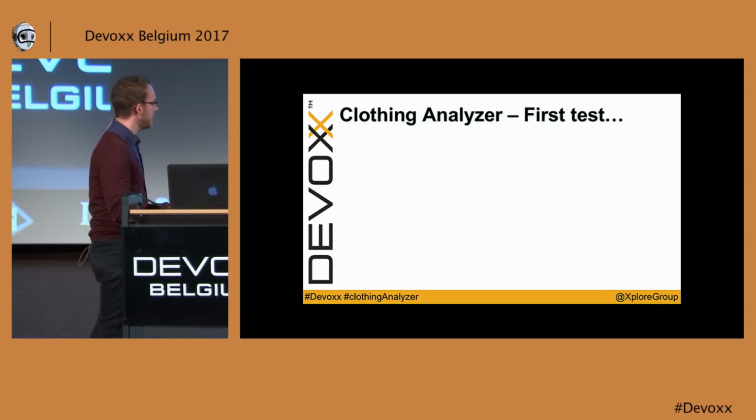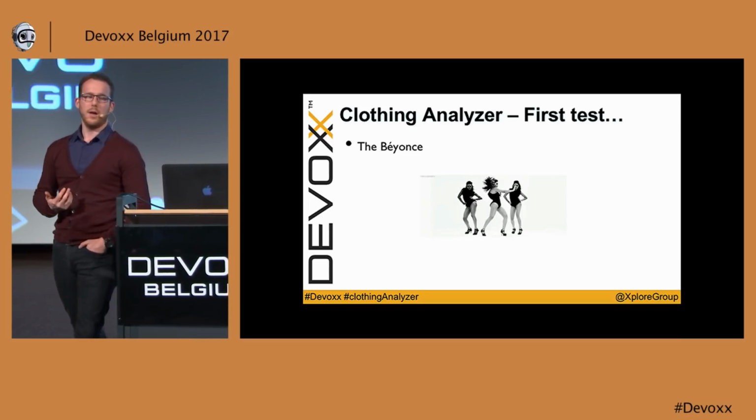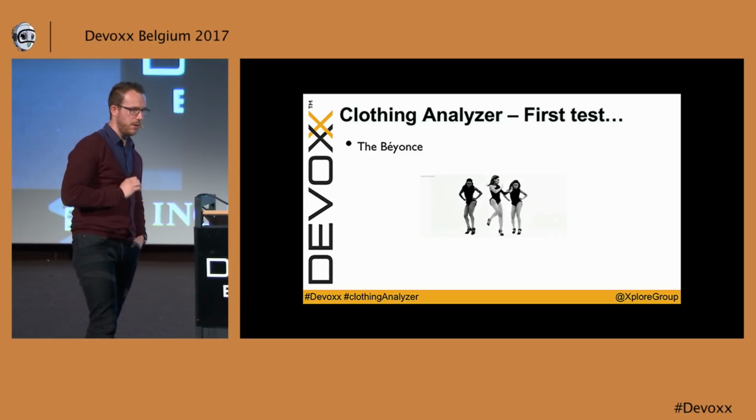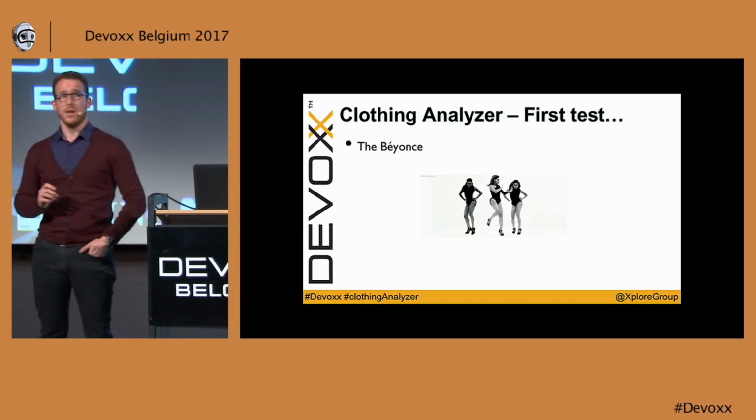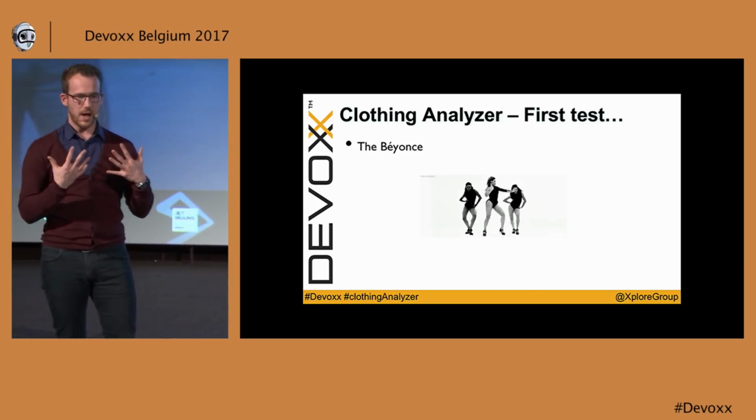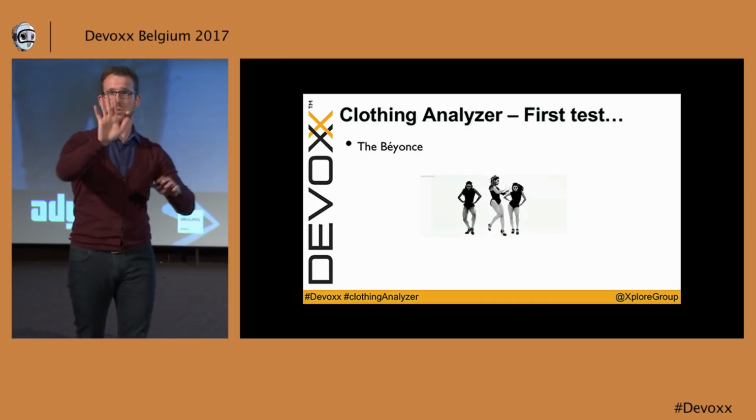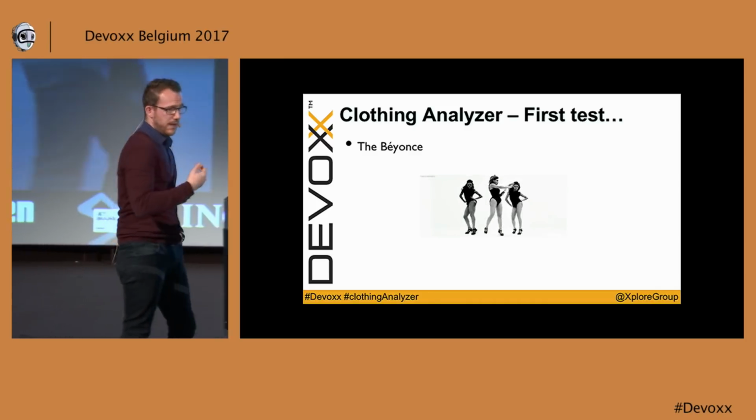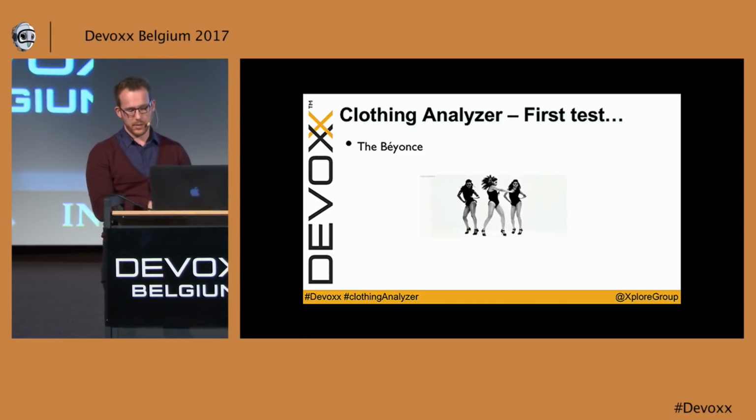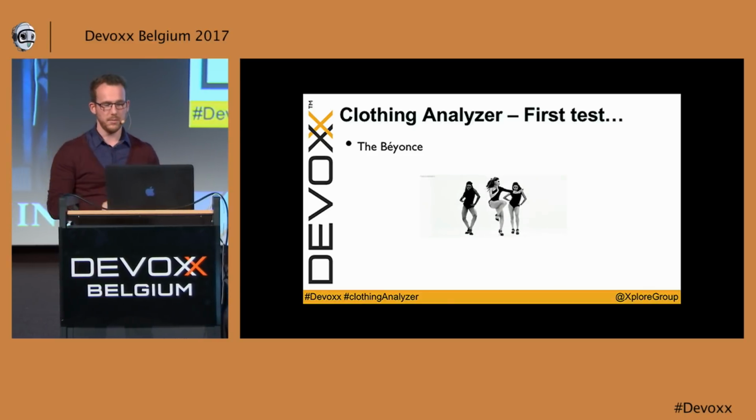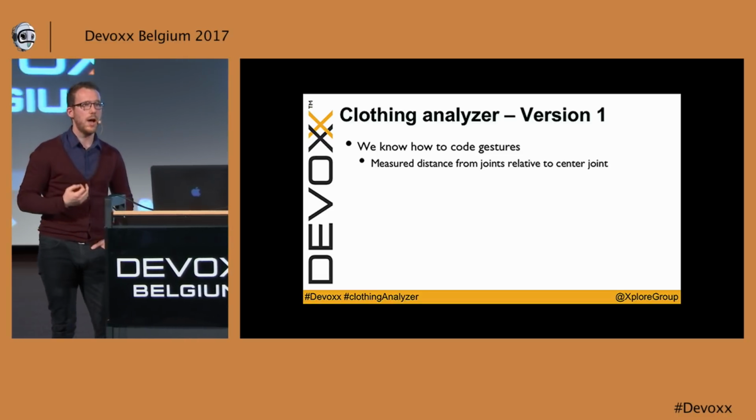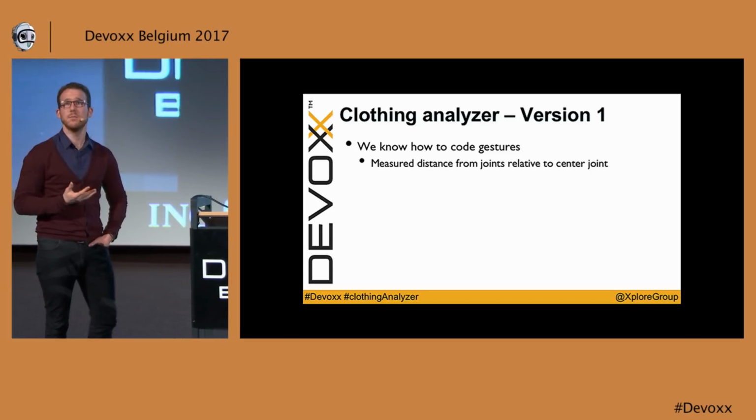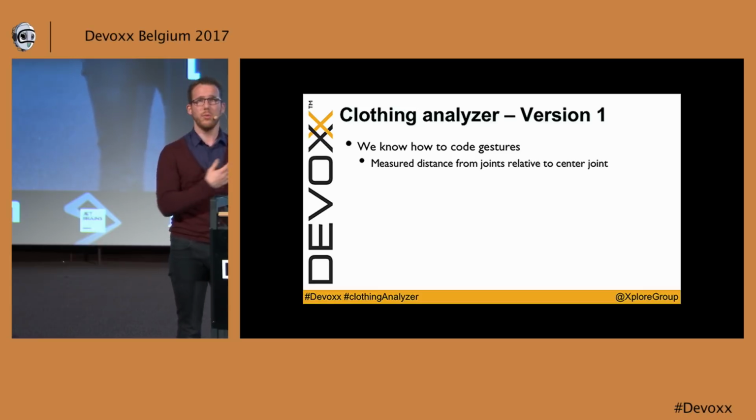And basically the first result was something that I call the Beyoncé. Literally every person that tested the application went like this, really. They asked us, how do we click? And they all went like this, just to tap. But then we explained, it's not working like that. So we implemented the whole circle thing if you hover long enough over an element. So yeah, version 1, we know how to code the gestures. It works. We measure the distance from one point relative to another point.